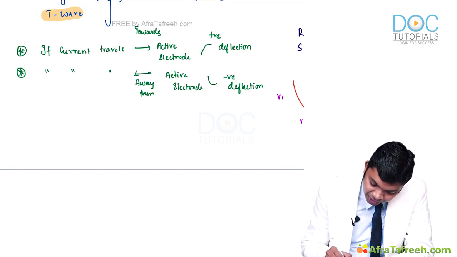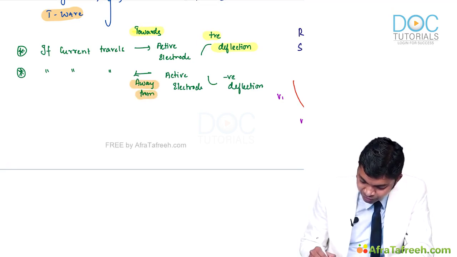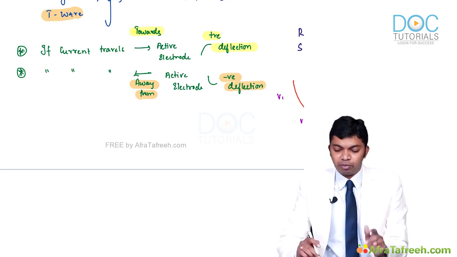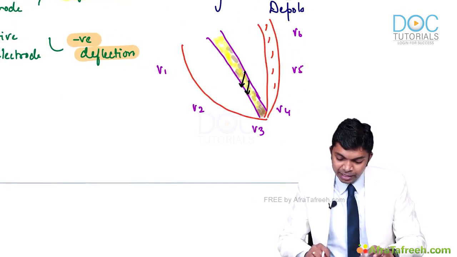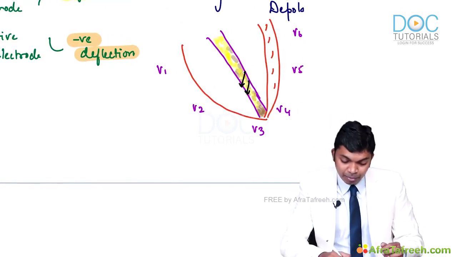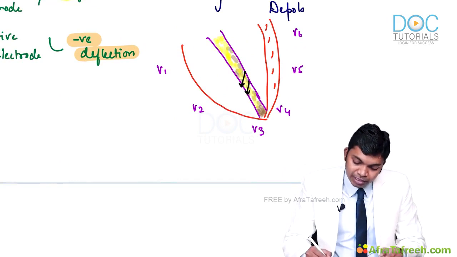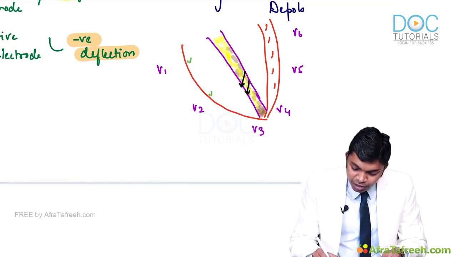So remember, doctors, if current travels towards the active electrode, there will be a positive deflection. If current travels away from the active electrode, there will be a negative deflection. Remember this very important point. If you consider that septal depolarization is happening from left side to right side, which means septal depolarization is happening towards V1 and towards V2.